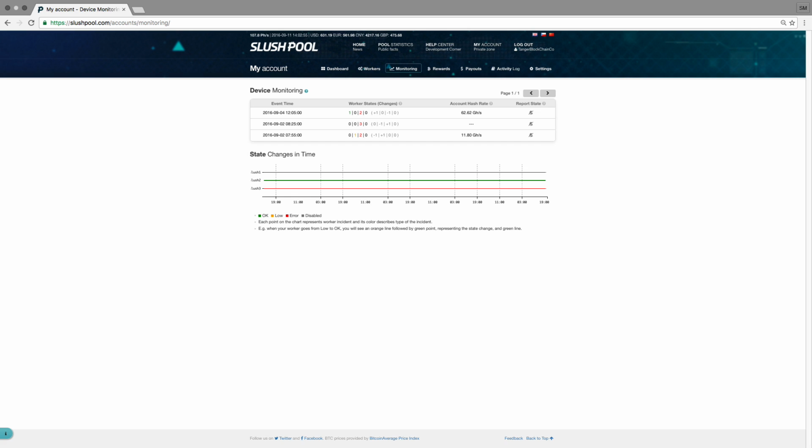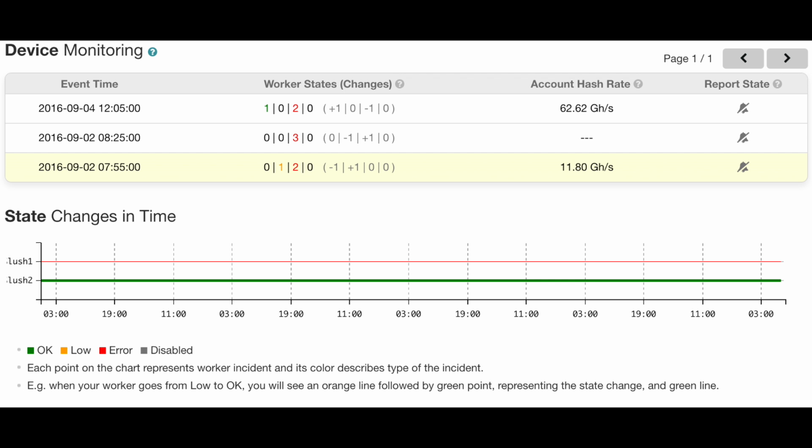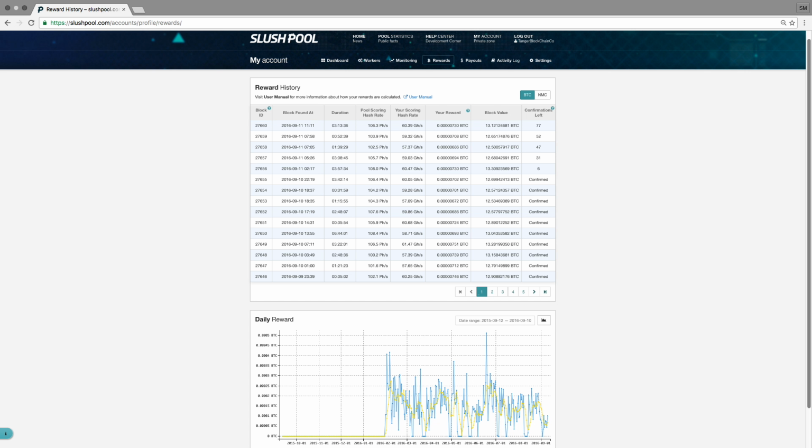Now we move over to the monitoring tab. This page records every time your device goes offline or stops working. That way you can more easily fix the problem. Now we're moving over to the rewards tab.